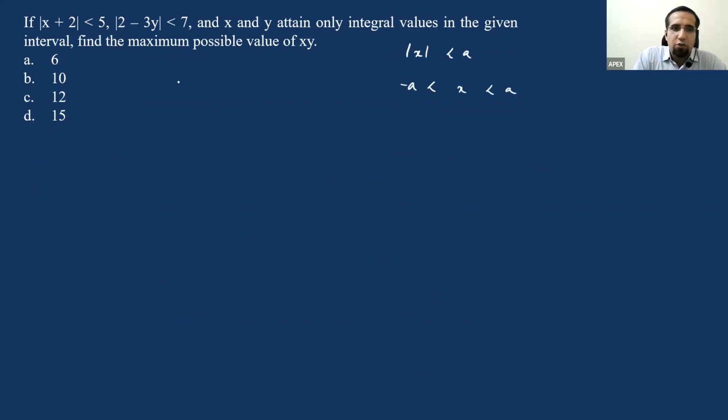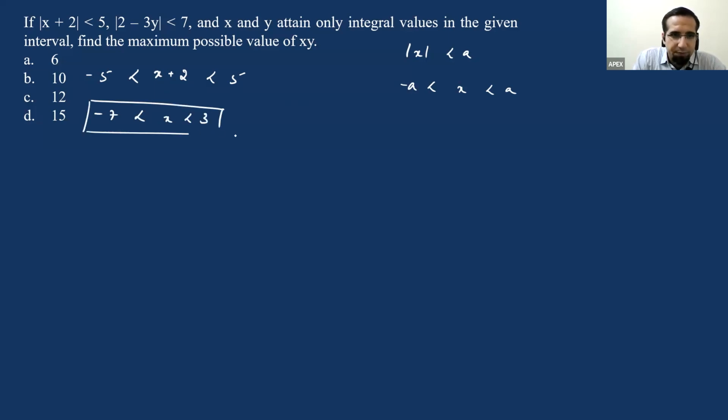than a. So what do we write in the first case? We write x plus 2 is greater than minus 5 and less than 5. So if I want the range of x, I subtract 2 from all the sides. Minus 7 less than x less than 3. This is the range of x.